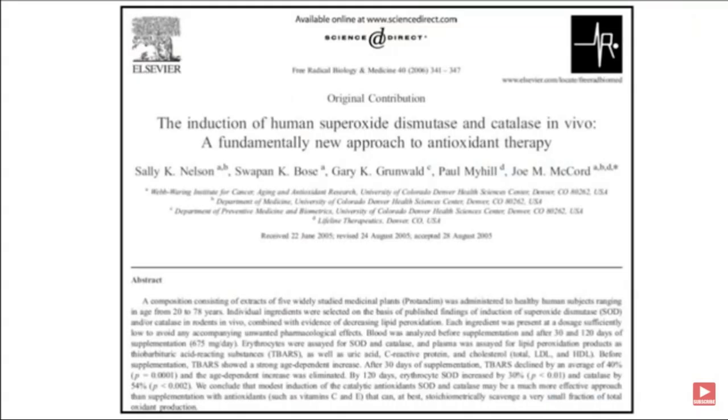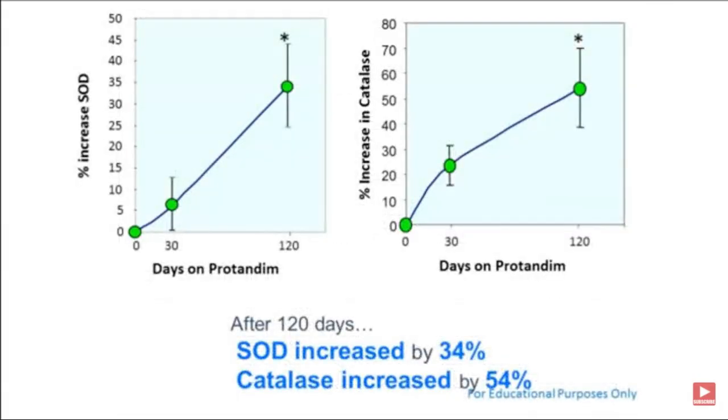This was the first study that was published with Protandim, and in this particular study, they showed a couple of things. First, superoxide dismutase increased by 34% after 120 days. And they had to do it for 120 days in the study because they were measuring it in blood cells, and the blood cells turn over every 120 days. So you had to wait for a complete cycle to pass to measure it. And catalase increased by 54%.